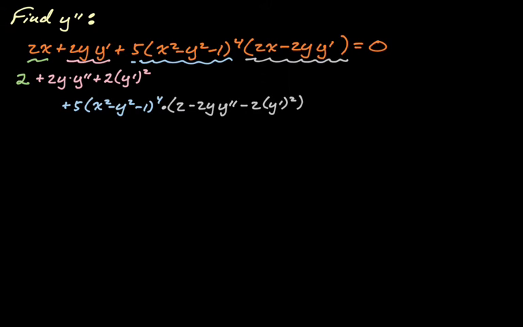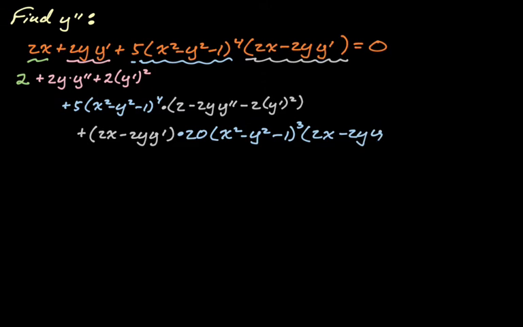So that was the first derivative of the second. Now we need to do the second, which is the 2x minus 2y y prime. Derivative of the first, this will require the chain rule. So we have 5 times, bring the 4 down, so 20 times the quantity x squared minus y squared minus 1 to the third, times the derivative of x squared minus y squared minus 1. So that'll be 2x minus 2y dy dx, or y prime, and then the derivative of negative 1 is 0.